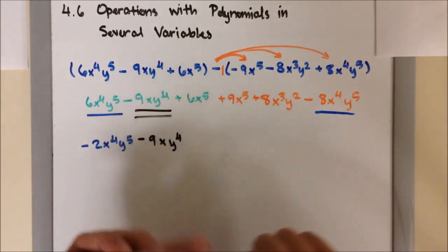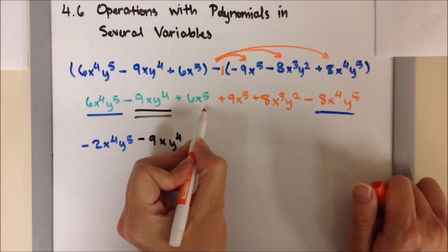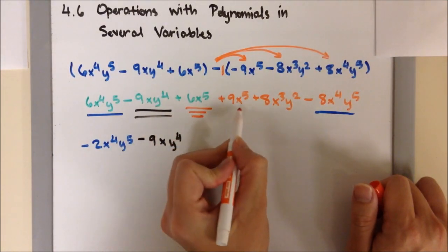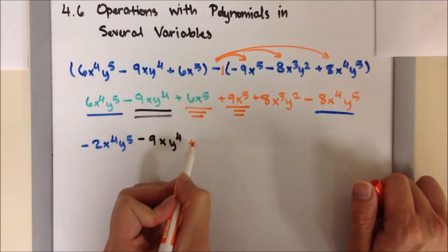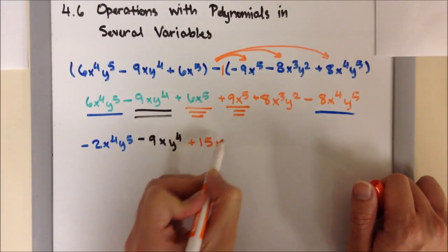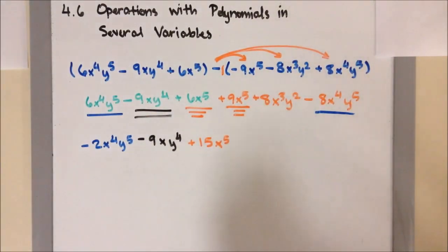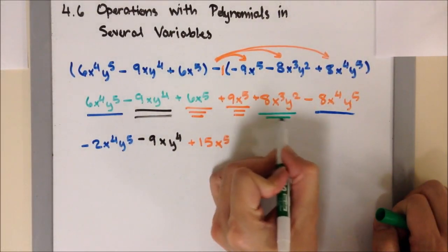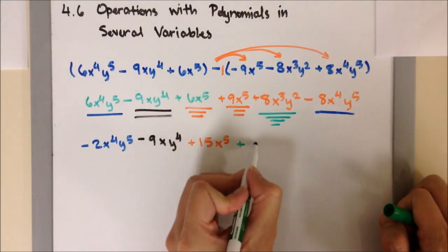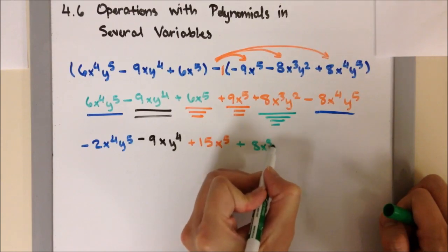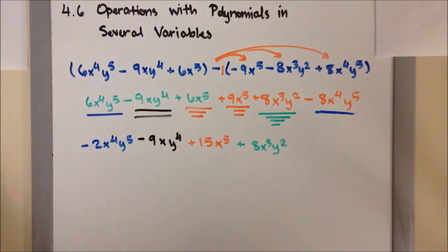Put this one to lines. Alright, third is x to the fifth. I do have another one just right here, so I'm going to combine them. So positive 6 with positive 9 plus 15x to the fifth. Last is x to the third y squared. I don't have any more, so I'm just going to bring it down. So plus 8x to the third y squared. Alright, I finished combining like terms.